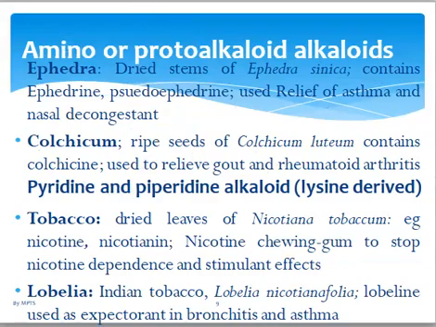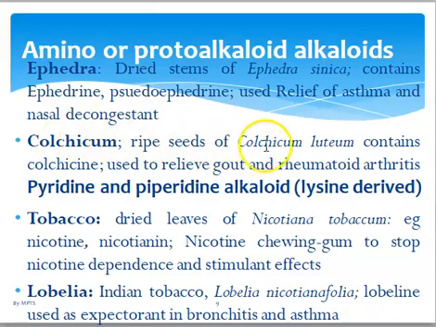The amino or the protoalkaloids, we have ephedra from dry stems of Ephedra sinica. This name is very important, but I'm sure you know what Ephedra sinica looks like. It contains ephedrine. Of course, this is used in asthma, and also it is a nasal decongestant. Also, ephedrine is common in those cough drugs.